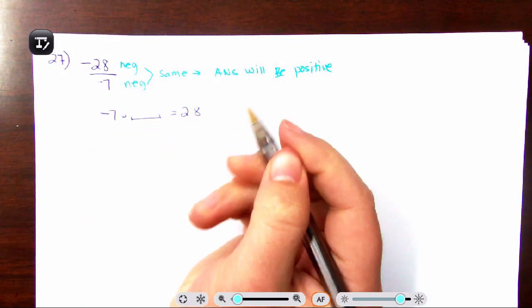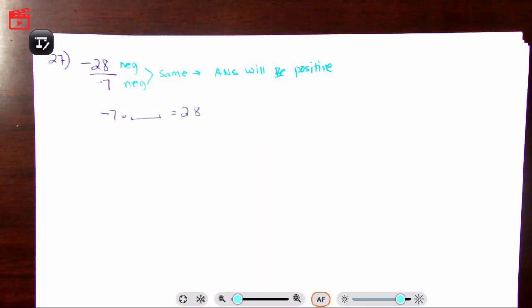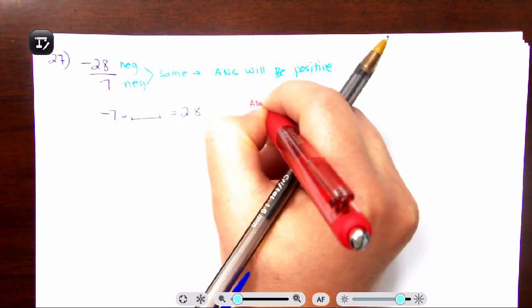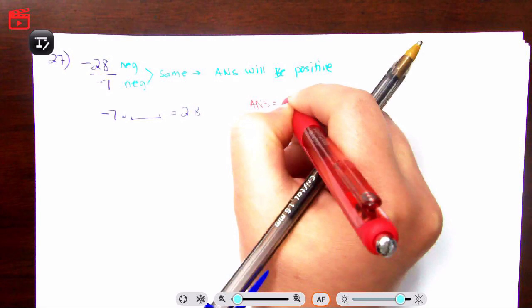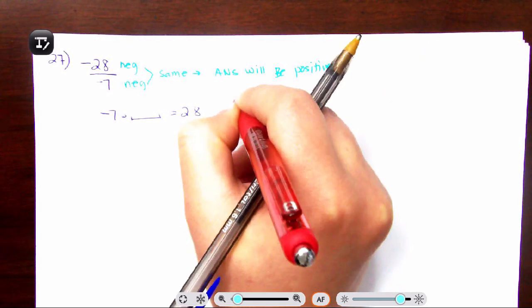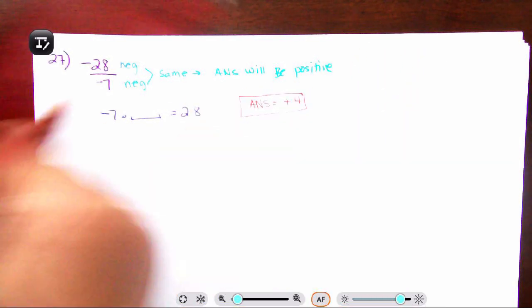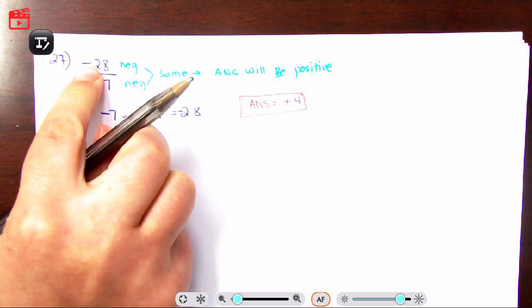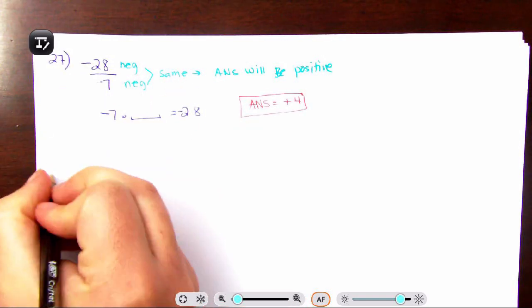7 times 2 is 14. 7 times 3, I'm just adding in my head. So 14 plus 7, that is 21. Still too low. So I'm going to add one more 7, and that's 28. So 7 times 4. So my answer is positive 4. This should have a negative because it has a negative here. All right, number 28.